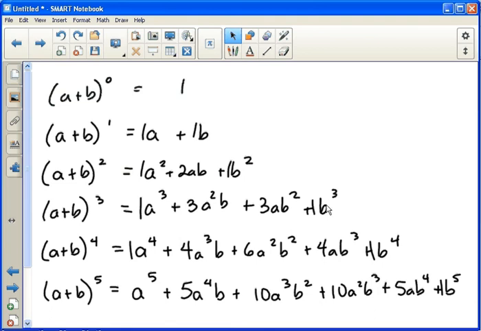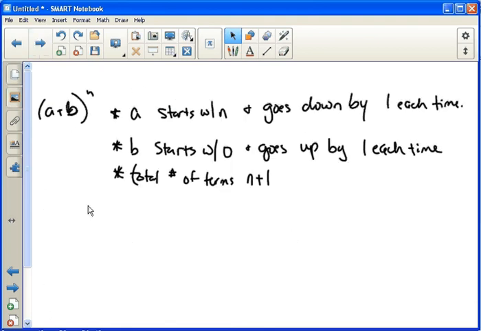So I wrote these observations out. Sorry, it's a little messy. But a plus b raised to the n power. So just in general, your a, your first term, starts with an exponent of n and goes down by 1 each time. Your b starts with an exponent of 0 and goes up by 1 each time. And the total number of terms is going to be n plus 1. So again, if you're doing a plus b to the 7th, you'll have 8 terms. One more term than the size of your exponent.